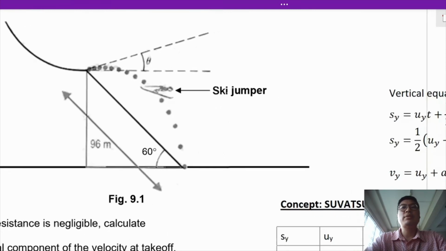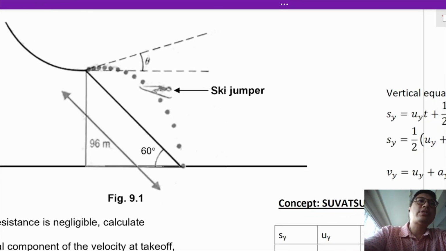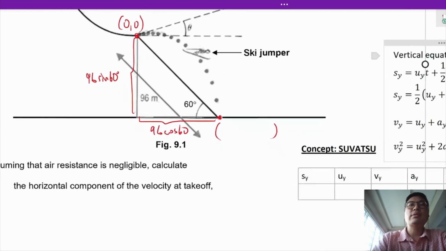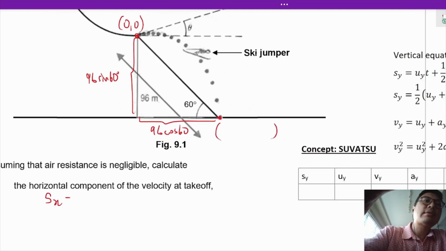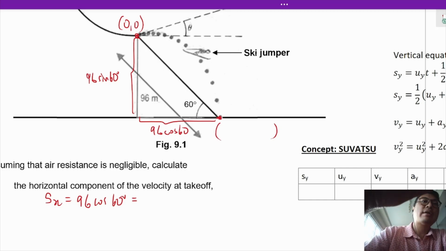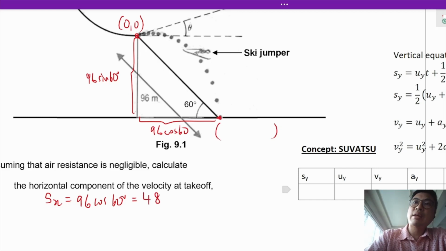So let's fill in what we know. Okay, first of all, for every SUVAT question, our starting point is given the coordinates 0, 0. So let's try to find the ending coordinates of this. Now this distance here is 96 cos 60, and this distance here will be 96 sine 60 degrees. So let's start to fill in the values first. Sx is equal to 96 cos 60 degrees, which if we work out the value will be equal to 48 meters. So we can fill in 48 meters here.